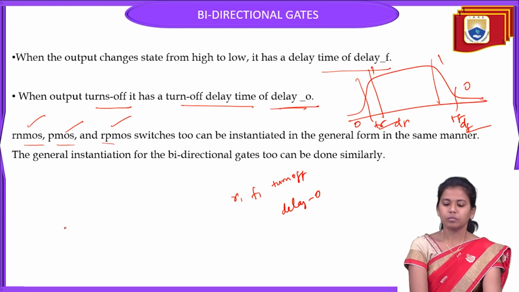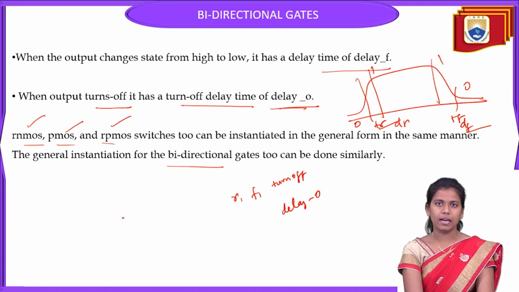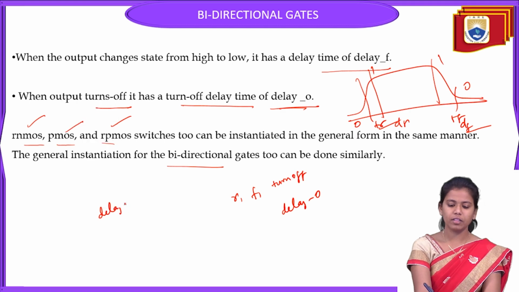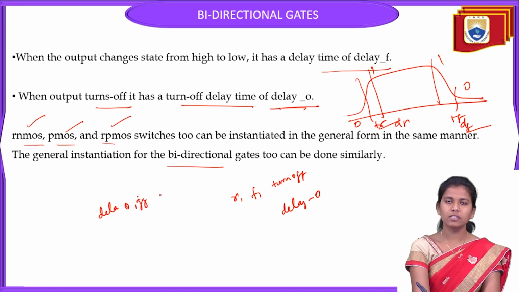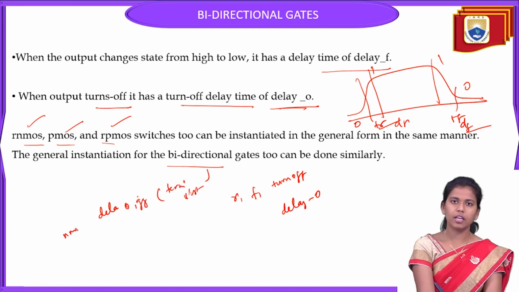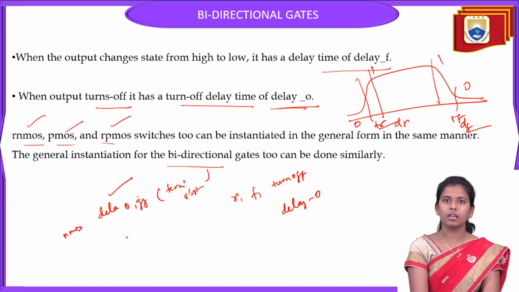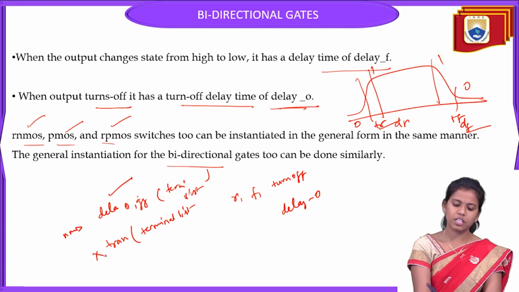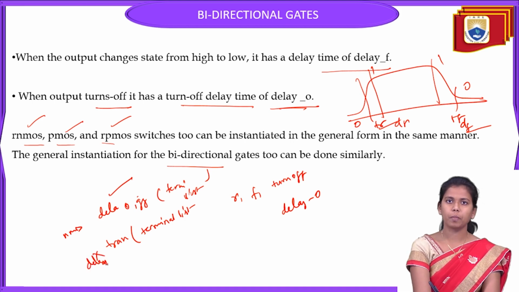Okay, that means, as these are bidirectional gates, we can represent these gates with delays. We can represent similarly with delay 1 or 0. Delay 1 is followed by the gate and the terminal list. Okay, if it is NMOS, this is with respect to delay. If there is no delay, simply tran followed by the terminal list. This is with respect to no delay.